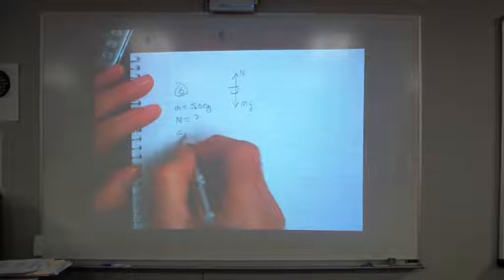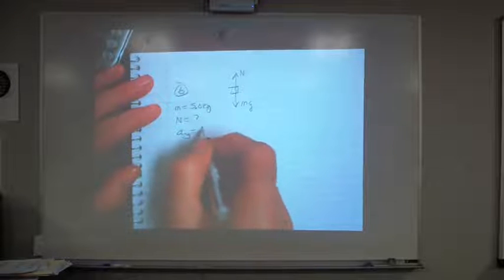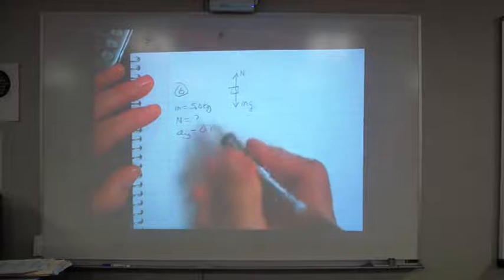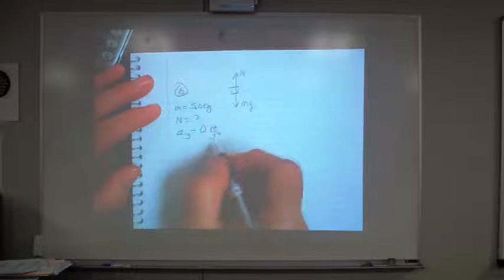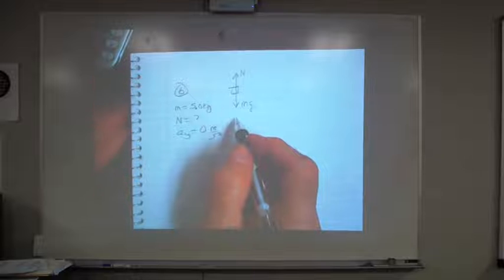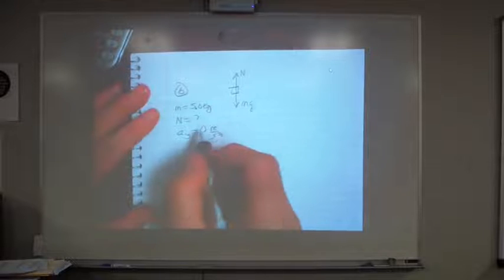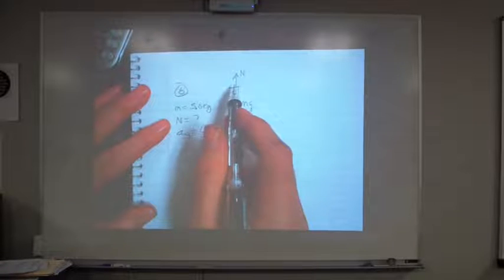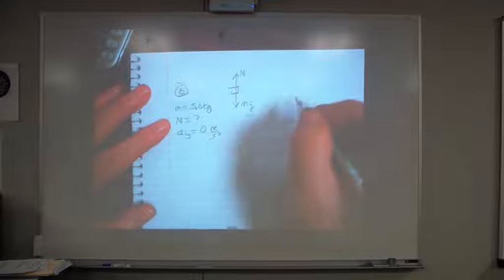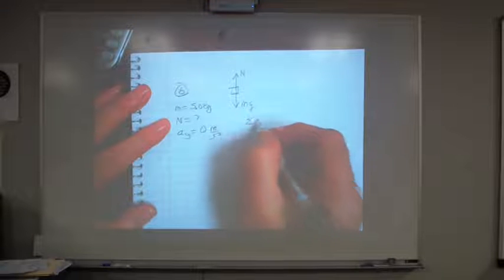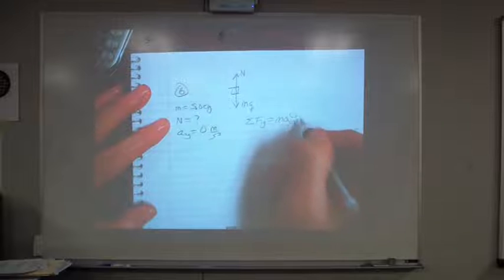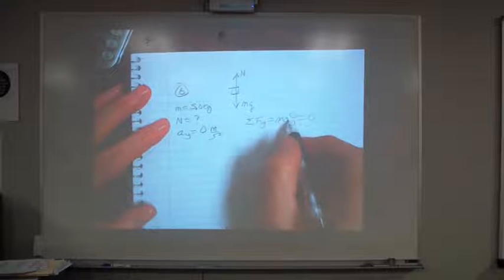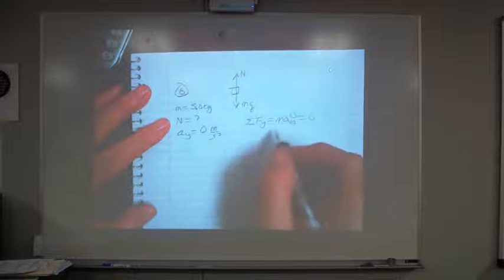What's your acceleration on the y-axis? It is 0 because you're not going anywhere, right? It's just sitting there. Okay, I'm looking for the normal force. It is a y force, therefore the summation of y forces. You will find it in the y forces. Because the acceleration is 0 on the y-axis, 0 times m is 0, so the right side is 0. That has the right side taken care of.